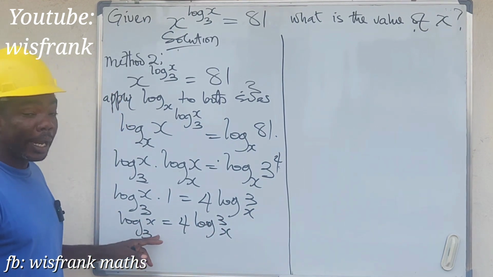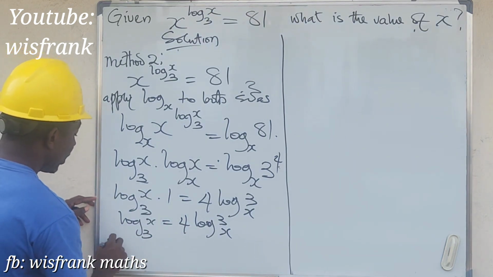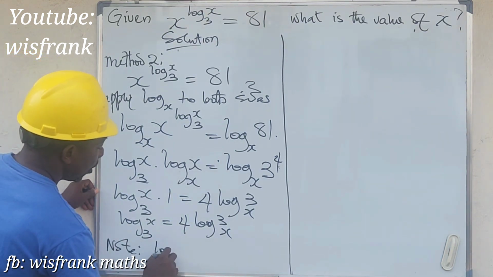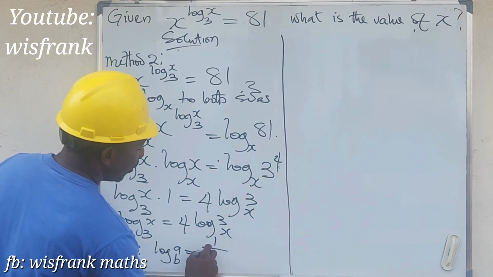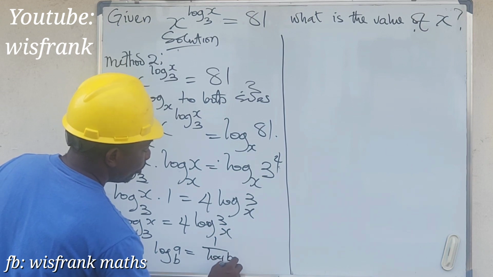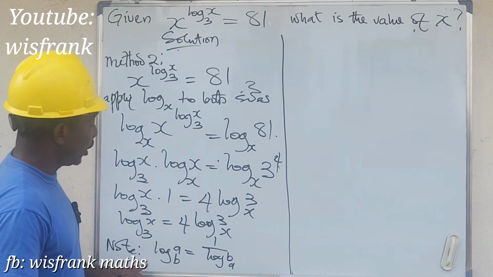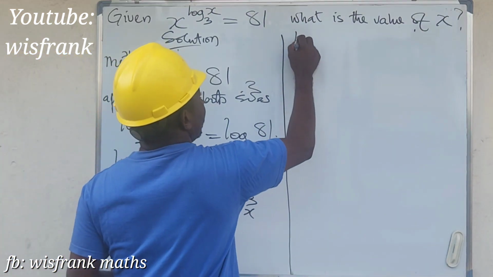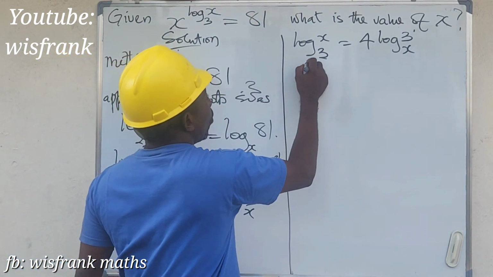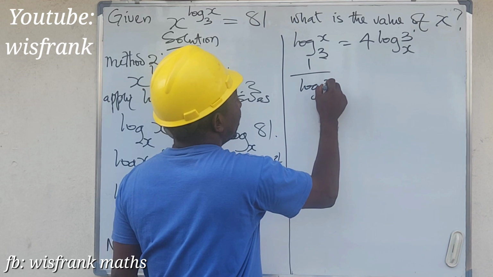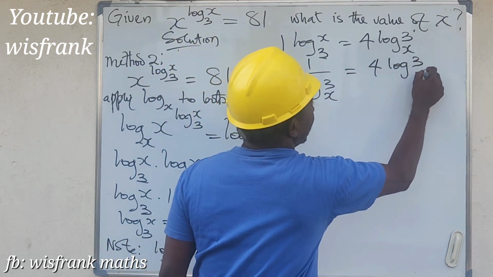So in this case, we can apply change of base to this expression. We recall that when we have log a to base b, it is the same thing as 1 all over log b to base a. So we are going to express this in this format. So applying this change of base rule, this will become 1 all over log 3 to base x equals 4 log 3 to base x.